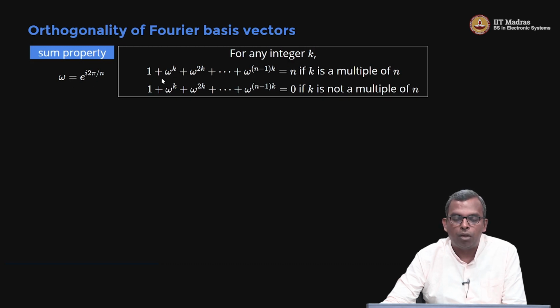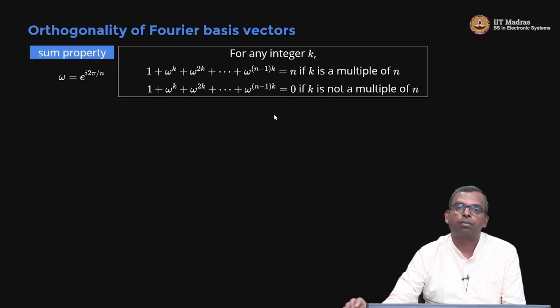Okay. If you do this kind of a sum, 1 plus omega par k plus omega par 2k plus so on till omega par n minus 1 into k, you have to go up to n minus 1, that is important, and then any integer k is okay. If k is a multiple of n, this ends up being n. Okay. That is very easy to see. If k is a multiple of n, all these guys are 1, so 1 plus 1 plus 1 is n. If k is not a multiple of n, this ends up being 0.